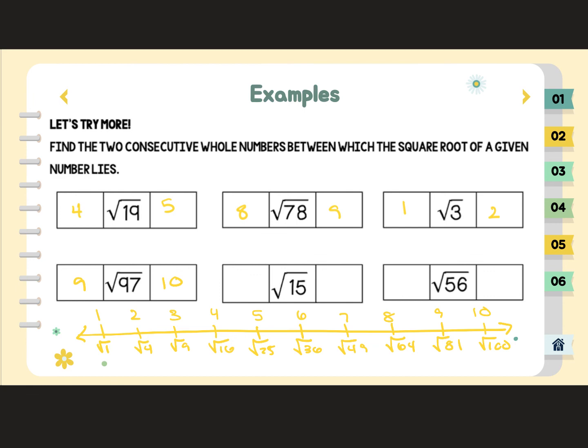The square root of 15 is going to fall between 3 and 4, because the square root of 15 falls between the square root of 9 and the square root of 16. And last but not least, the square root of 56 is going to fall between 7 and 8, because 56 falls between 49 and 64.